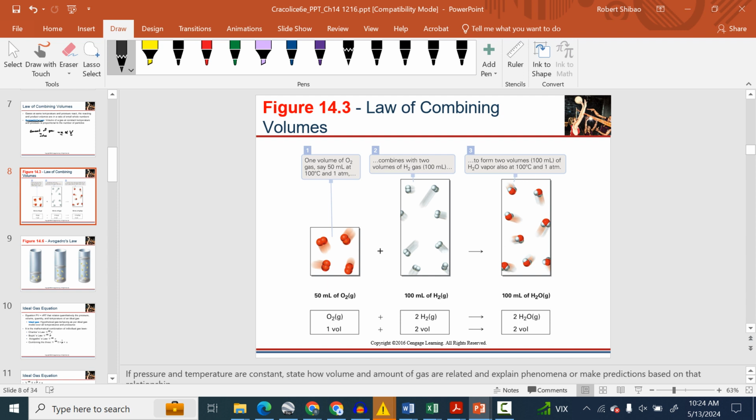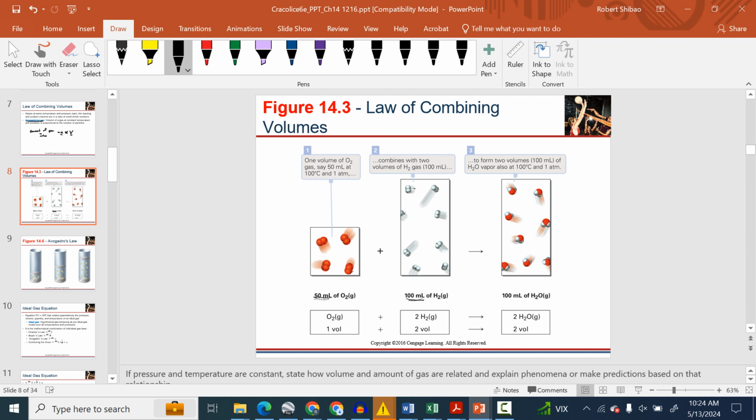Is this Avogadro's law here? Oh, this is Avogadro's law. Let's see, how many gas particles do we have here? 1, 2, 3, 4. Let's say hypothetically 4 gas particles occupy a volume of 50 milliliters. What if I have 8 gas particles? What would the volume be? The volume would be 100. So I have double the volume because I have double the particles.